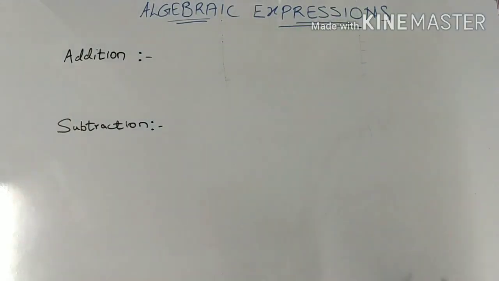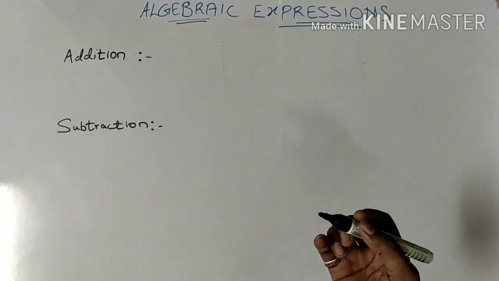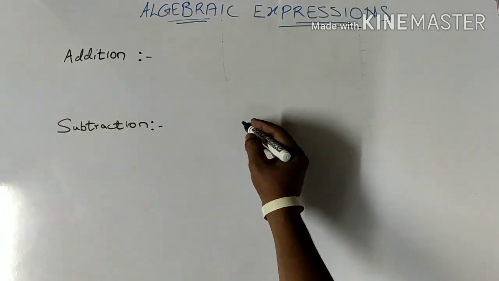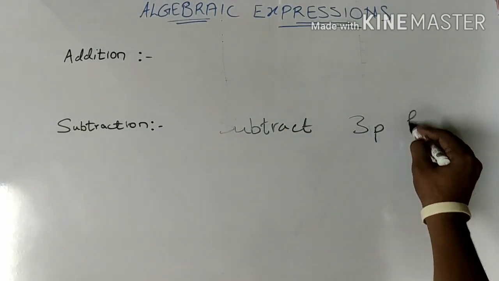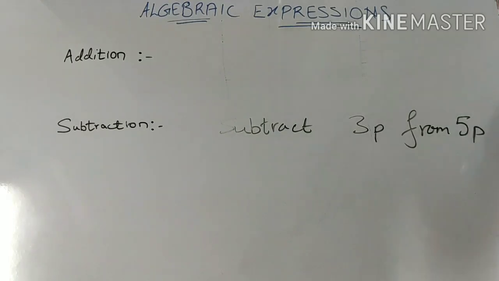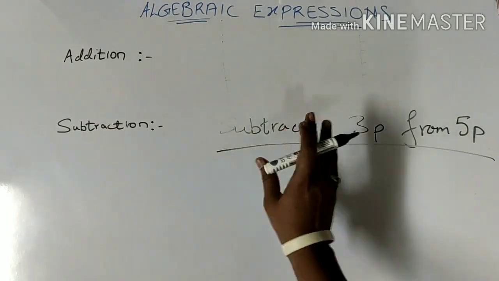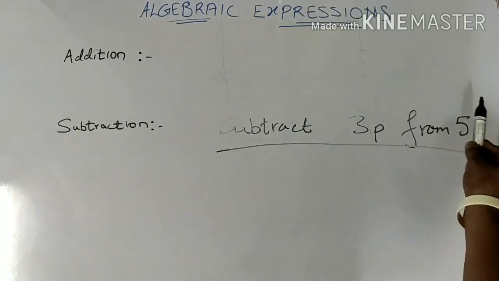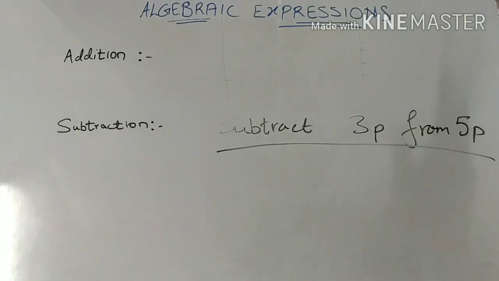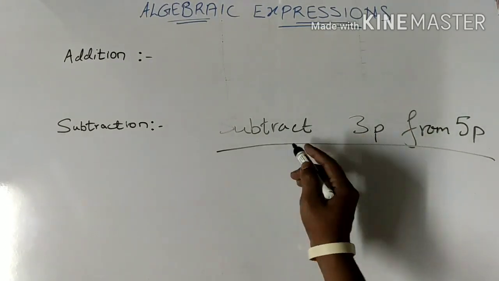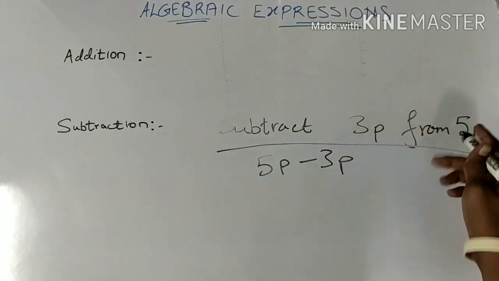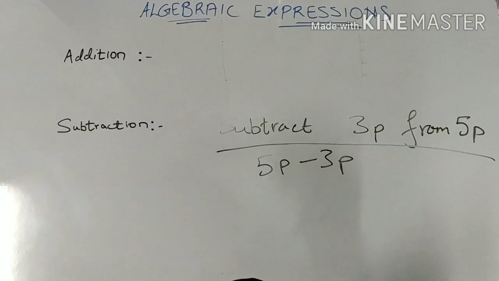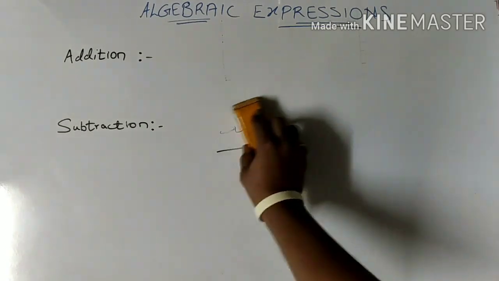In a similar manner, when you say subtraction, in a statement you say, subtract 3 pens from 5 pens. So this actually means the first term is subtracted from the second term. You need to keep this in your mind, that subtract 3p from 5p means 5p minus 3p, not 3p minus 5p. So comprehension of the language is more important, and with this we move ahead with our sums.